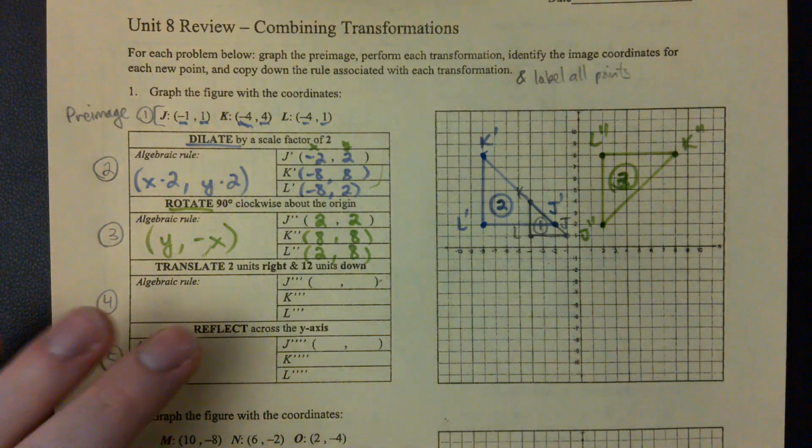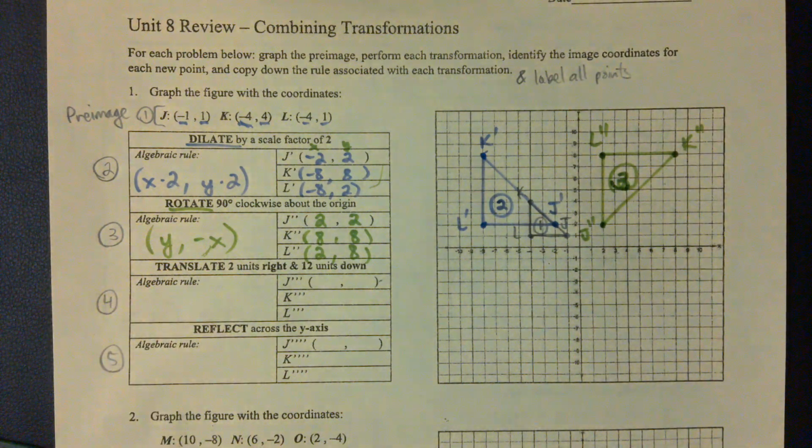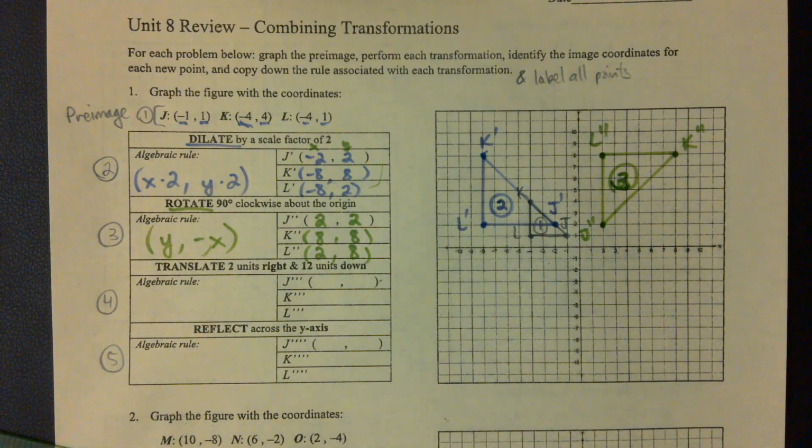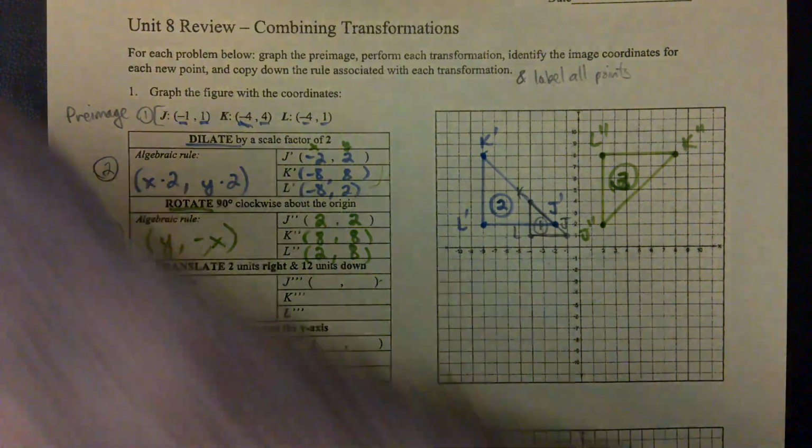And this one, sorry, it looks like a 2. I meant to write 3. Now we're going to do number 4. We're going to translate this triangle 2 units to the right and 12 units down.